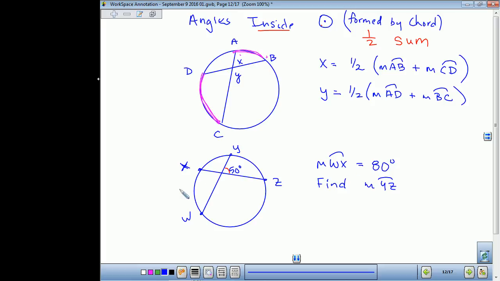Okay, so if WX is 80 degrees, what is the measure of YZ? Well, they gave us this inside angle. So the inside angle is equal to half the sum of 80 plus YZ. I'm so sorry. So half of 100 is 50, so the measure of YZ has to be 20, right? Because 20 plus 80 is 100. Okay, yeah. So, mental math.